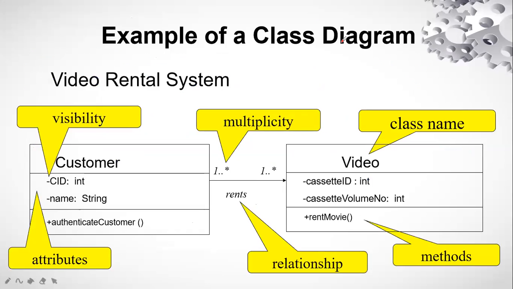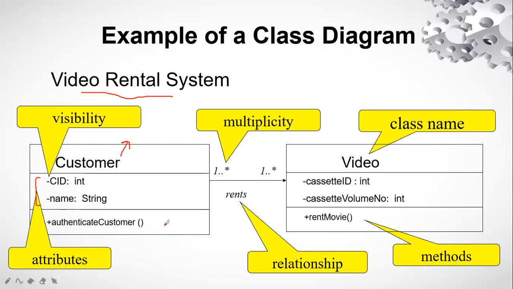So now this is the whole scenario and summarization of what we have done till now. You can see that this is the class name, the customer. We have taken an example of a class diagram of a video rental system, just a basic one. This is the class name, that is the customer. These are the attributes. All these are attributes: CID, name, fine.